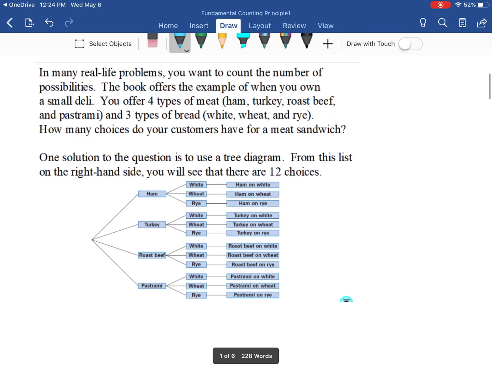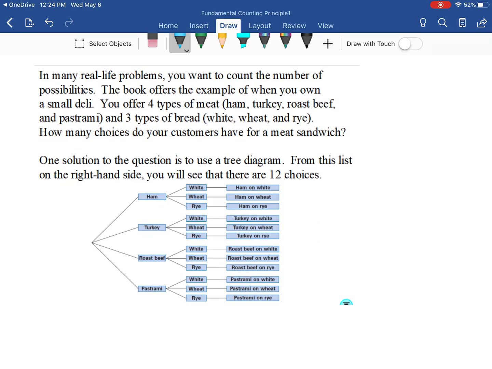So we're going to start off, and we're going to pretend that we own a small deli. And at our deli, we offer 4 types of meat and 3 types of bread. And we want to figure out how many choices our customers have to make a sandwich. So one way we can use to figure this out is a tree diagram, and that's this picture down here. It's called a tree diagram because it kind of looks like branches, right? It's branching off into the different possibilities.